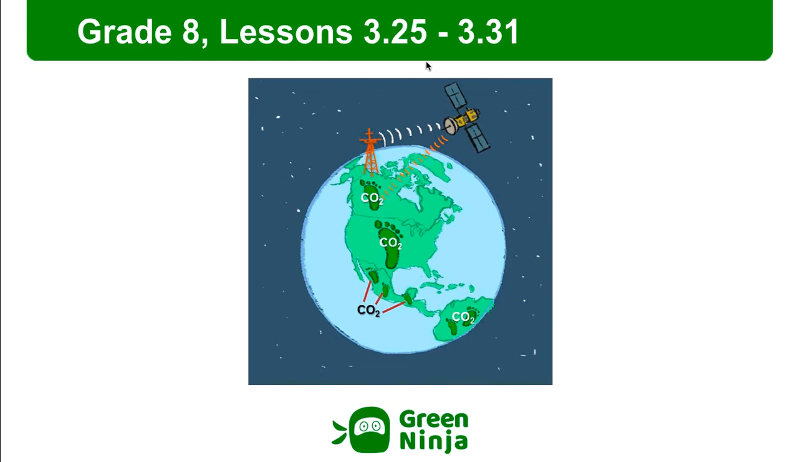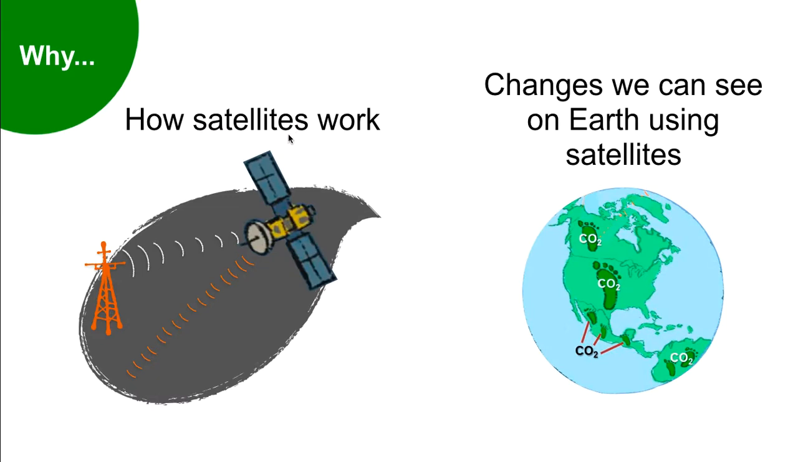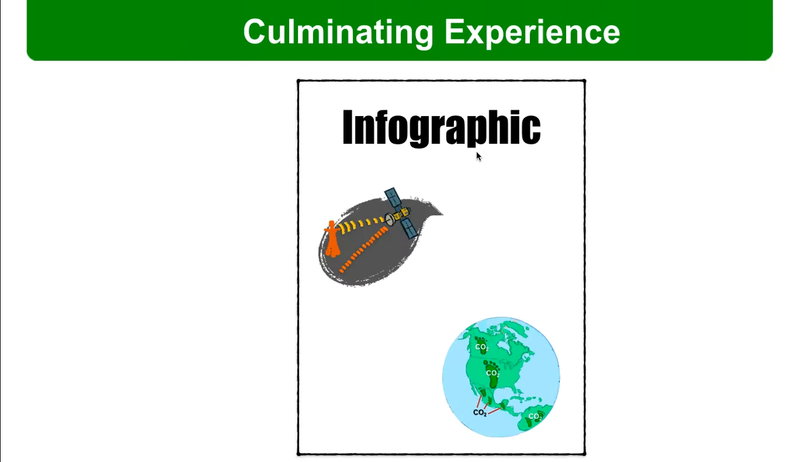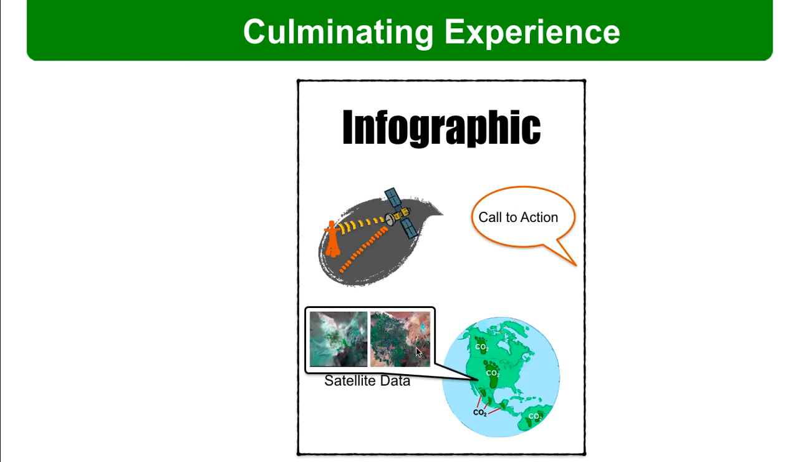In this last group of lessons, it's time for students to put their new understanding into action. We have these two pieces we've been working on: how satellites work and the changes that we can see on Earth using satellites. In the culminating experience, students bring these two pieces together. They create an infographic with a call to action to convince others to reduce their ecological footprint. They use satellite data to help make their case.